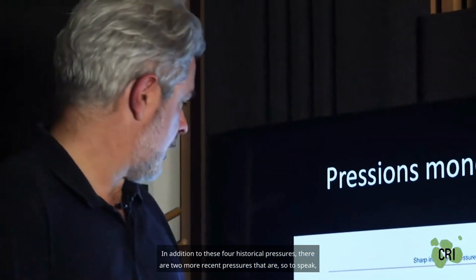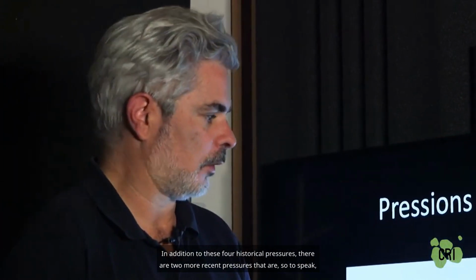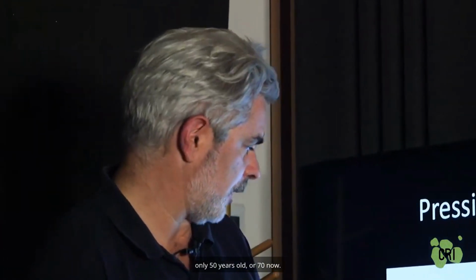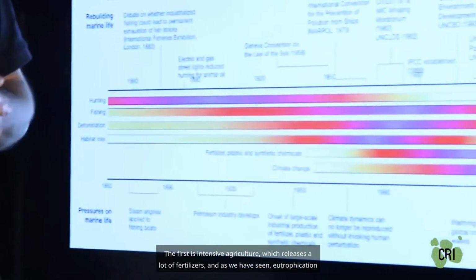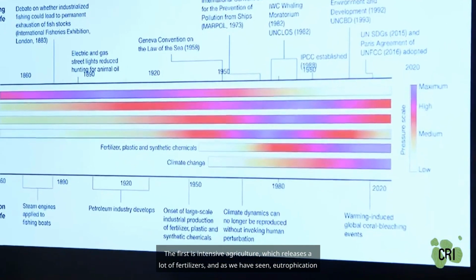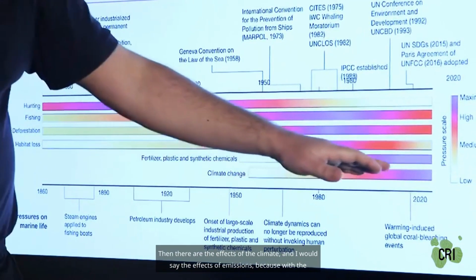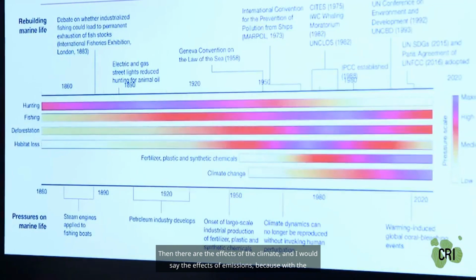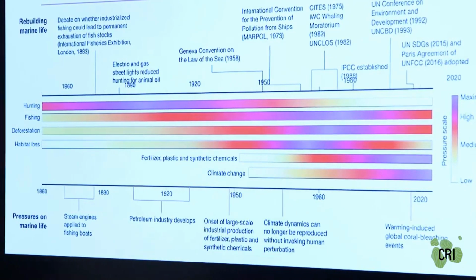In addition to these 4 historical pressures, there are 2 more recent pressures that are, so to speak, only 50 years old, or 70 now. The first is intensive agriculture, which releases a lot of fertilizers. And as we have seen, eutrophication leads to the creation of dead zones. Then there are the effects of the climate, and I would say the effects of emissions, because with the increase of CO2 in the water, we also have ocean acidification, which is one of the causes of coral disappearance.